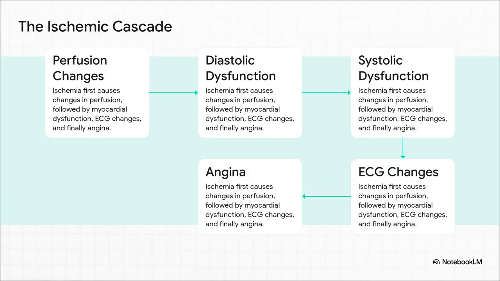And this is brilliant. It perfectly illustrates why stress imaging is so sensitive. Think about it like a line of dominoes. The very first thing that happens is the heart muscle stops getting enough blood. That causes changes in perfusion and how the wall moves. Then, way later, the electrical activity changes, and only at the very end of this chain does the patient actually feel chest pain. Imaging catches the problem at the very beginning of the cascade, long before the ECG changes or the patient feels a single thing.